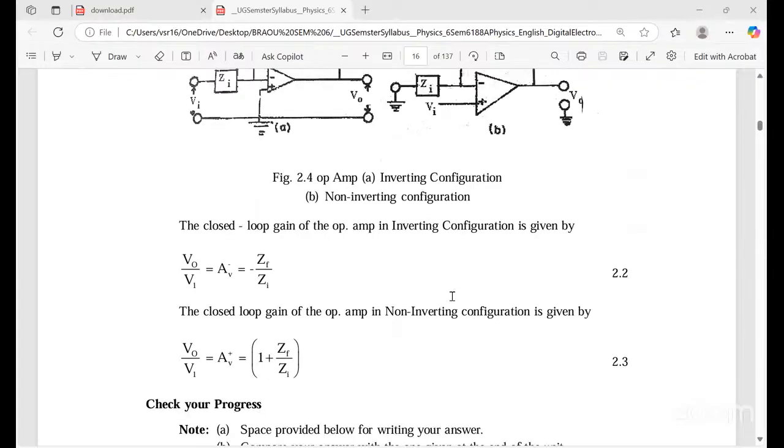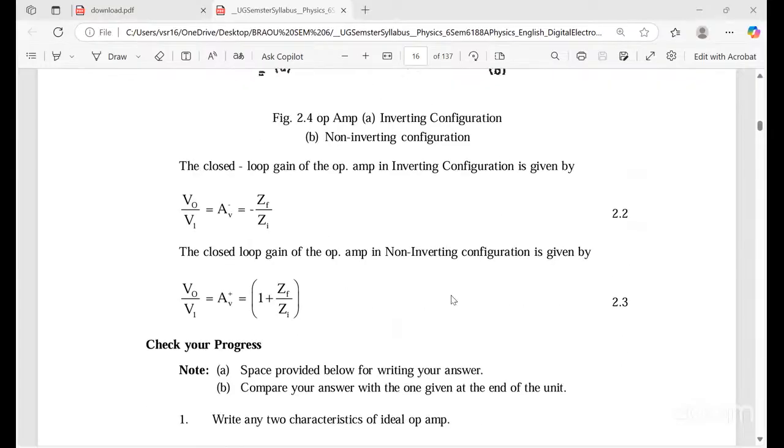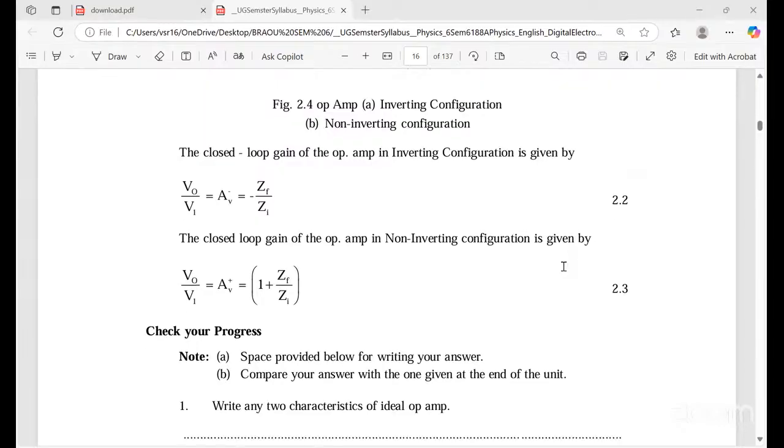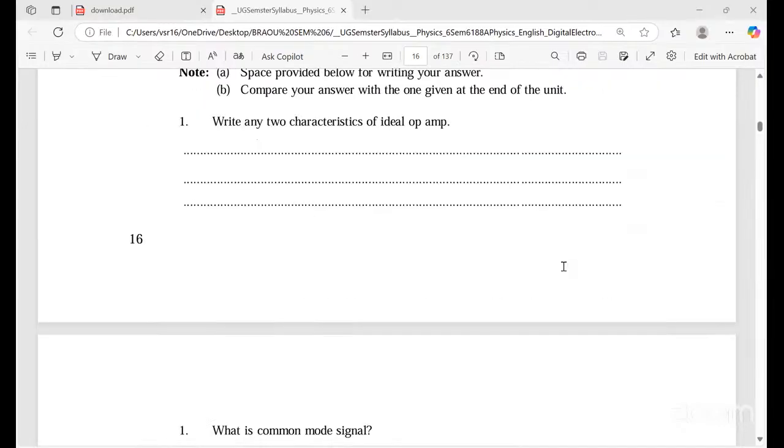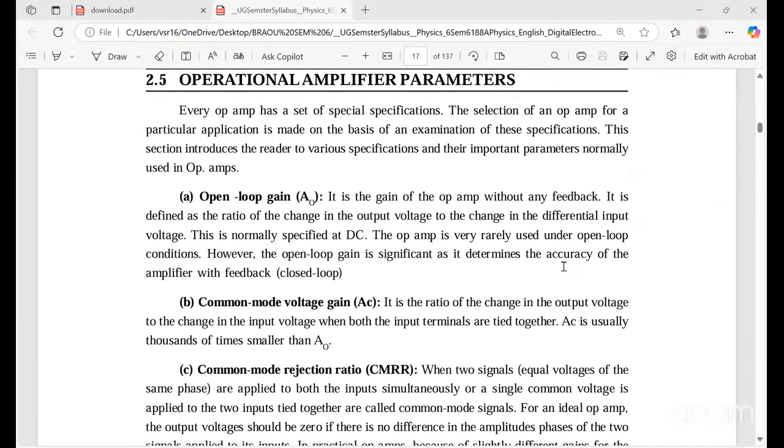So the closed loop gain of the op amp, V naught by Vi, is AV equals minus ZF by ZI. For the non-inverting configuration, AV equals 1 plus ZF by ZI. I will share one PPT so you can have an idea.